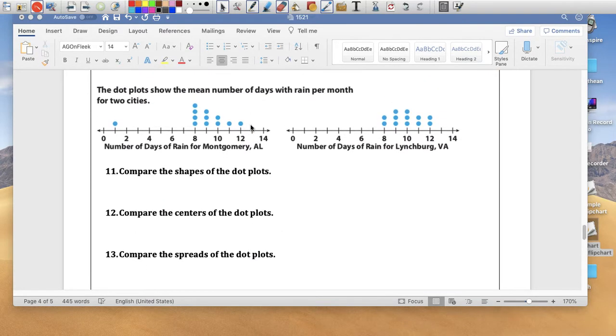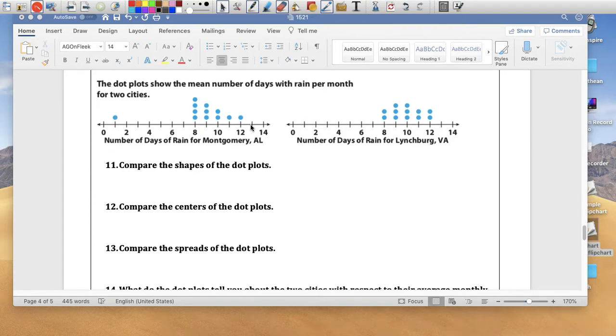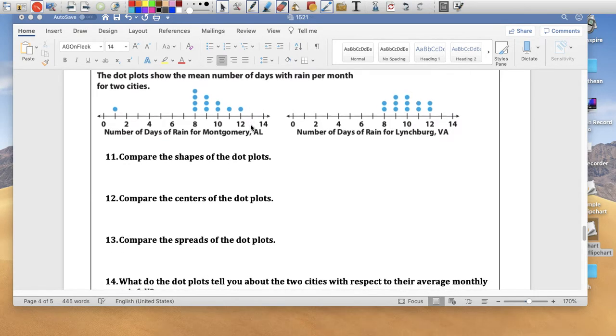10, so this is the mean number of days, the average number of days per month for two cities. So are there 12 months, first of all? 1, 2, 3, 4, 5, 6, 7, 8, 9, 10, 11, 12. So those 12, okay. So in each month, I don't know what month, there was 1 month with 1 day of rain. There was 1 month with 12 days of rain. 4 months had 8 days of rain, and so forth and so forth.